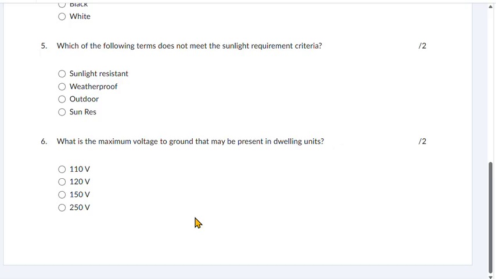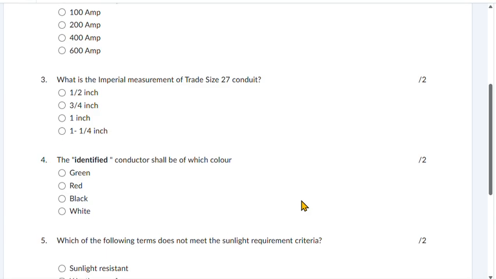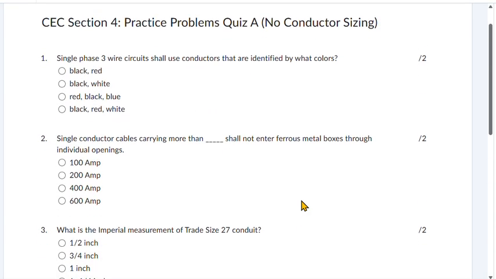So I hope that this has been a useful quiz for you. Those are 6 questions that are about section 4 conductors, a little bit from section 2 of the Canadian Electrical Code without conductor sizing. Look at my next quiz, which will be called section 4 quiz B for conductor sizing.